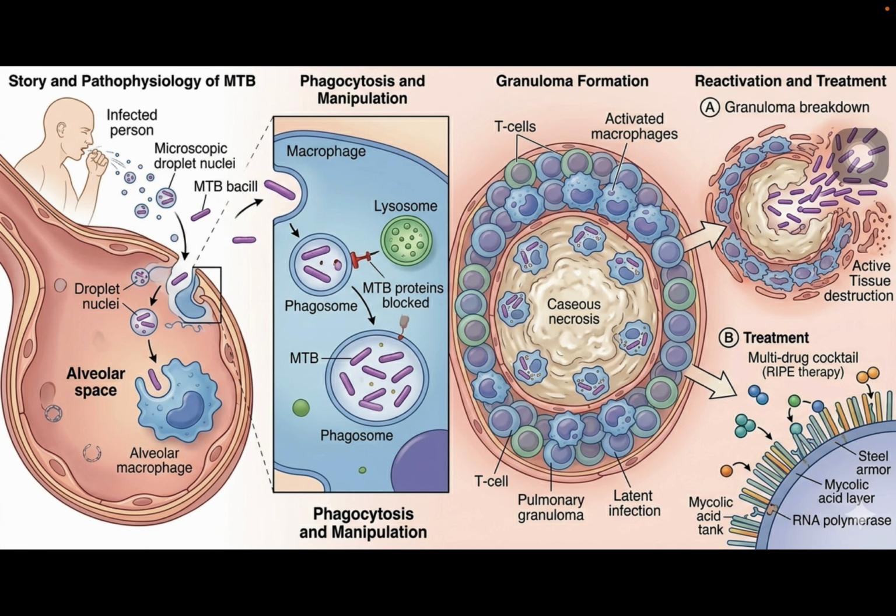Far right inset, treatment. Treatment for this complex organism requires a multi-drug cocktail, the right therapy, visualized as distinct colored spheres. The inset highlights how these drugs function by targeting essential bacterial components like RNA polymerase while also penetrating the steel armor of the mycolic acid layer.